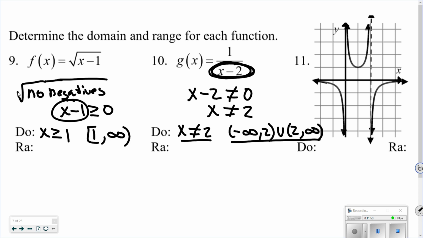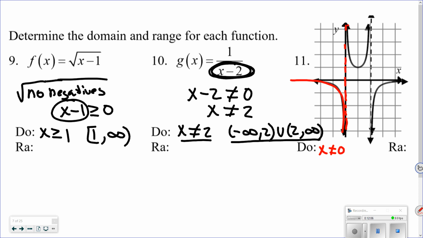On 11, let's do domain and range because we have the graph. So if I do the domain, kind of think about tracing along the graph. Go from left to right. The graph goes until I get to 0, and it never gets to 0. There's a vertical asymptote along there. So we know that x cannot equal 0.